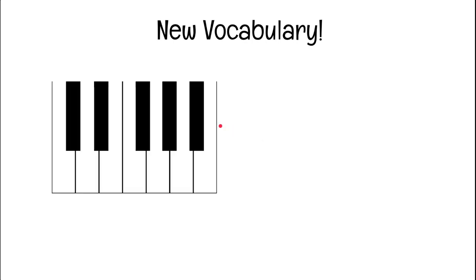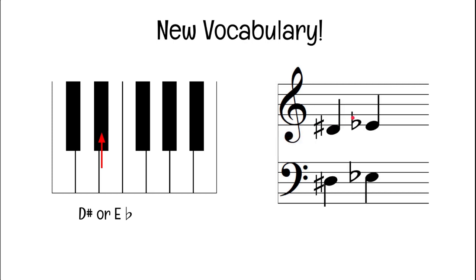We have new vocabulary. This note could be either D sharp or E flat because we see D right here, raise the note by 1/2 step and it would be D sharp. And we have E right here, lowering the note by 1/2 step, then we would have E flat. So this note is assigned 2 note names, as with all the other keys on the piano as well. Even though it looks different on the grand staff, it would still sound the same because it is the same note. This is called enharmonic.